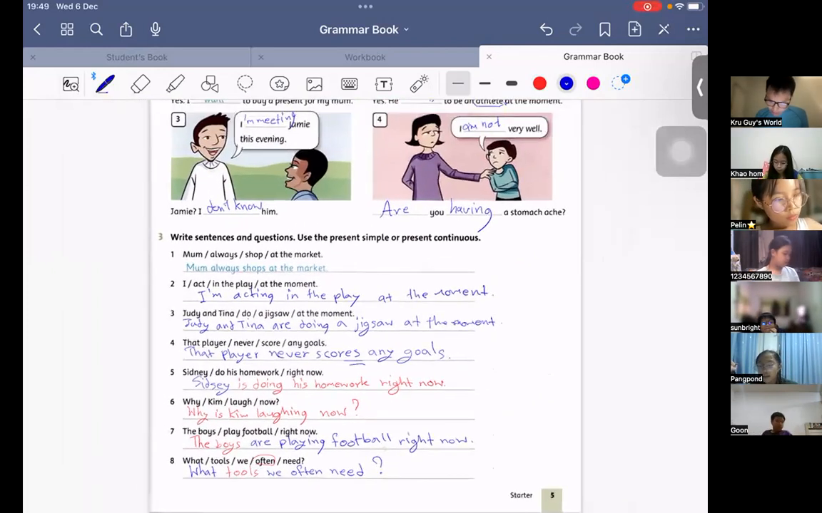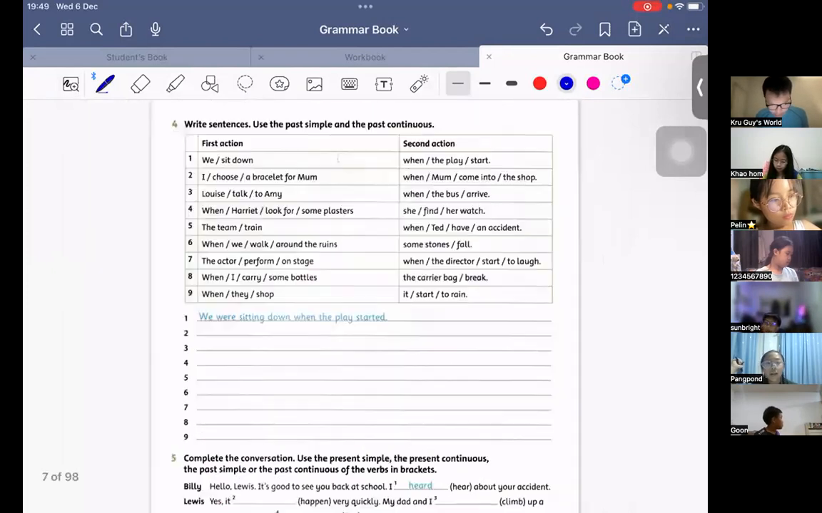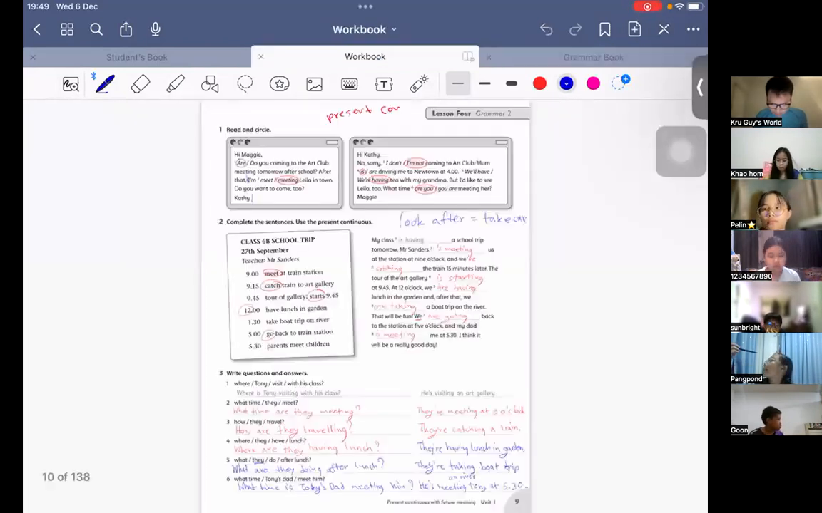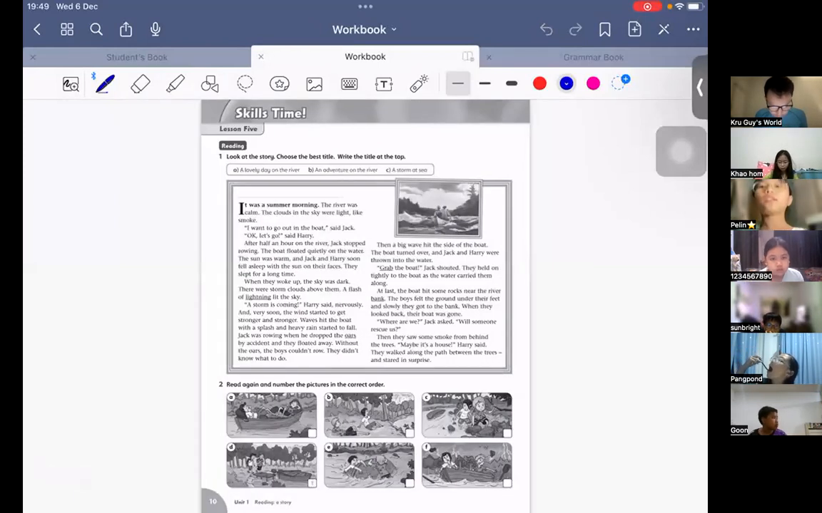Let me check. Is there any other version to use past? This is a past simple and past continuous tense. There's another one. Look at the stories. There is a version.